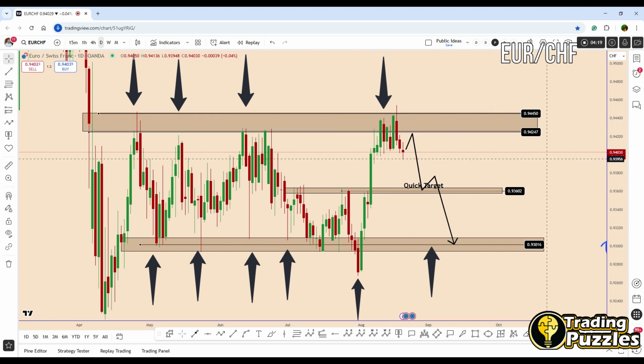So that's all for Euro Chief. To keep it simple, this is a very clear chart. We don't have to break this down on a lower time frame. It's crystal clear in this way. So let's see what is going to happen during the coming days.